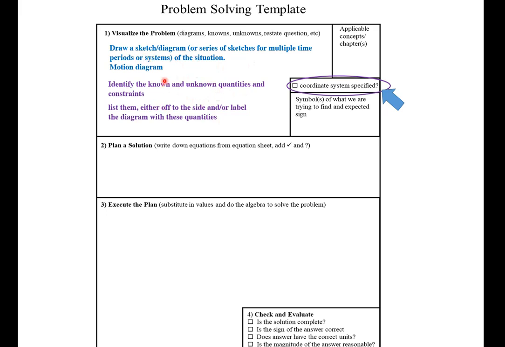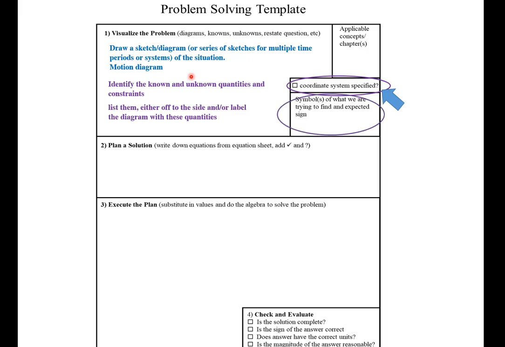And then applicable concepts or chapters. This is also really important, because in chapter 2 we talk about 1D kinematics and 1D free fall, and then in chapter 3 we are going to talk about 2D kinematics, and after that we're going to talk about Newton's laws and conservation of momentum. So it's important to identify the general approach to the problem, what physics concept you're going to be tested on. So just make sure to pay attention to that as well.